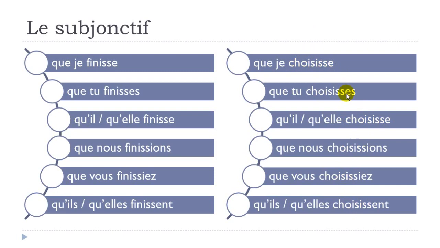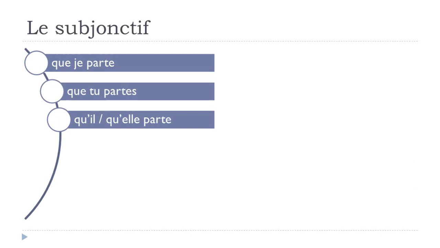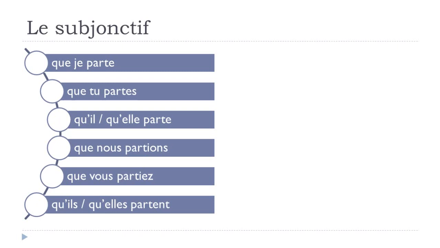All right? So third group now, and I took the verb partir: que je parte, que tu partes, qu'il parte, qu'elle parte, que nous partions, que vous partiez, qu'ils partent, qu'elles partent. Same thing here, not really difficult because it is exactly the same form. You just need to add the endings at the end. Part, part, part, partions, partiez, part.